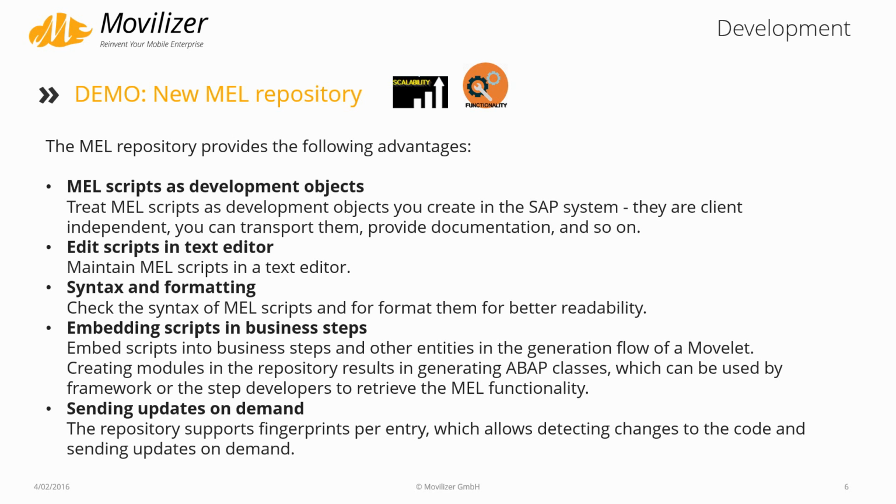The MEL repository overcomes these downsides and has the following advantages. It treats MEL scripts as real development objects. This means you can transport them and provide documentation. It has a text editor that supports syntax checking and MEL script formatting to provide a better readability of the MEL code. The functions defined in the MEL repository can be integrated into the business steps, and the framework then manages the sending and the update of the functions during the movelet generation. This means functions defined in the MEL repository are always sent out once and not with each movelet generation until you change the source code of the function in the MEL repository.